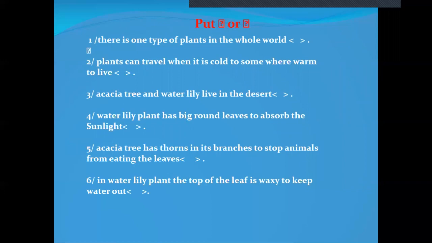but water lily lives in fresh water. Water lily plant has big round leaves to absorb the sunlight. Yes. Acacia tree has thorns in its branches to stop animals from eating the leaves. Okay, yes. In water lily plants, the bottom of the leaf is waxy to keep water out. Yes.